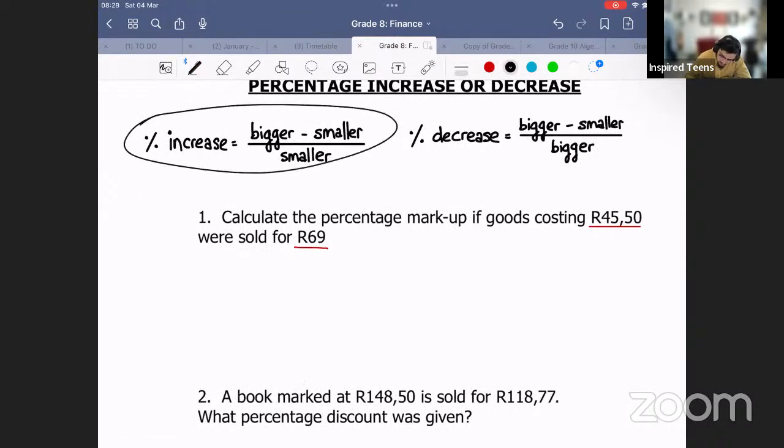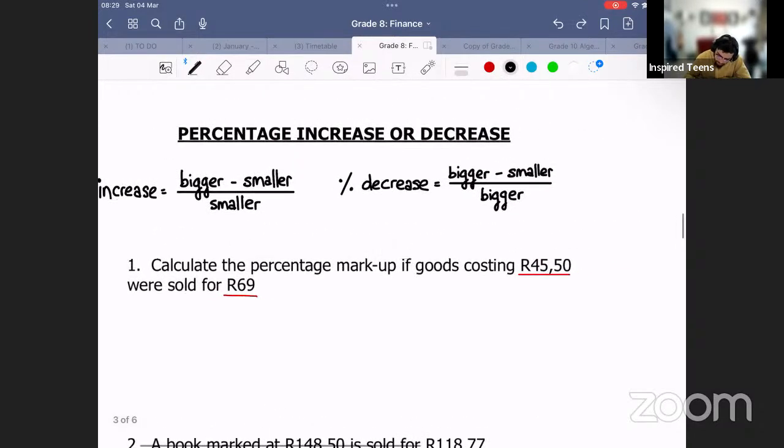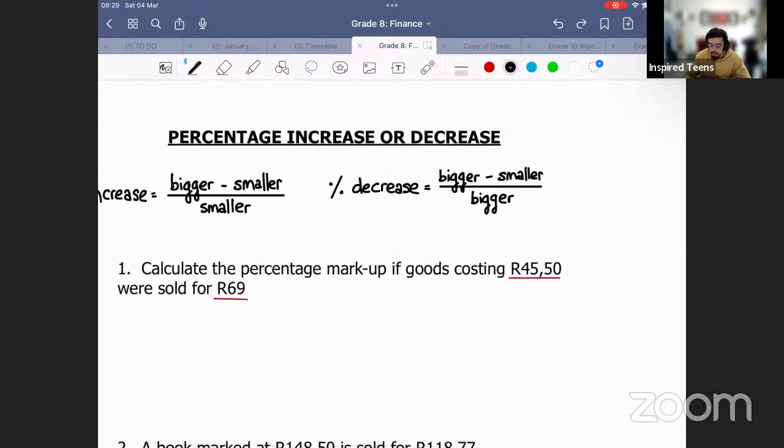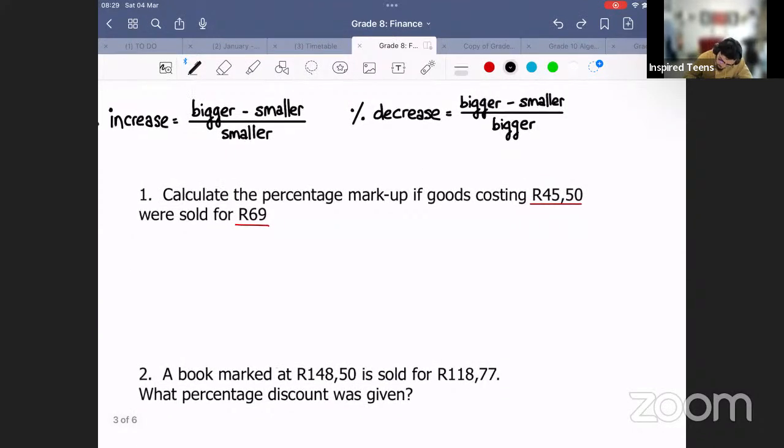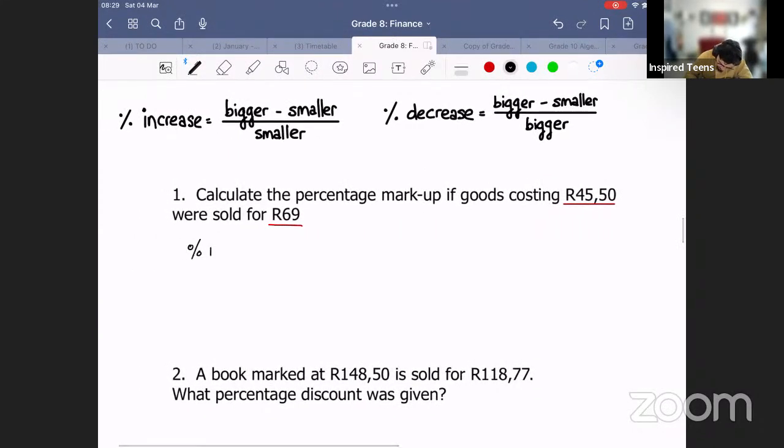Percentage increase is bigger minus smaller over smaller. Percentage decrease is bigger minus smaller over bigger. Okay, so we're talking about the value. So in this case, calculate the percentage markup of goods costing 45 Rand 50. So this is percentage increase because it's markup.